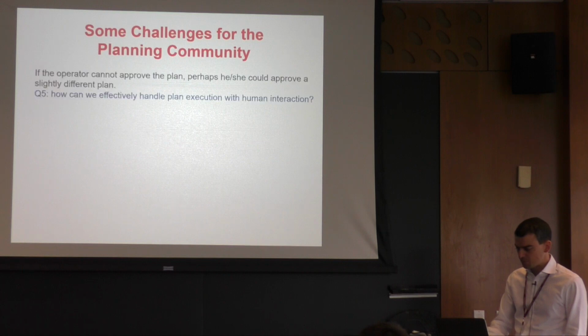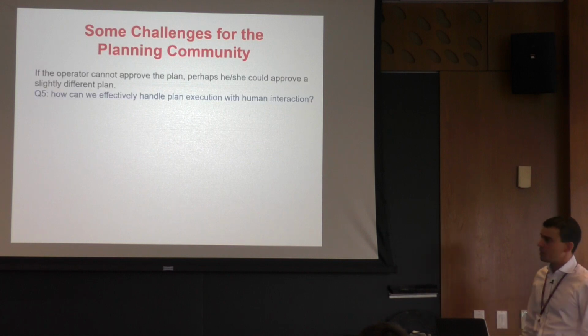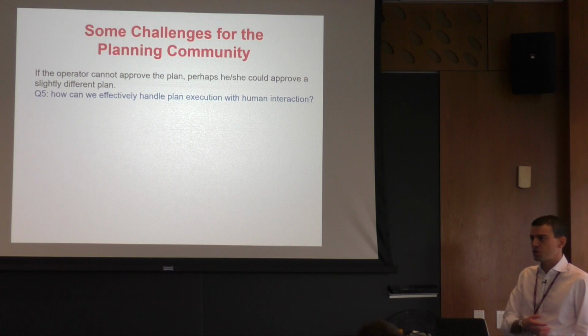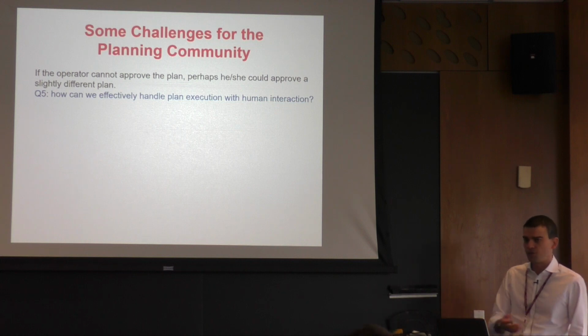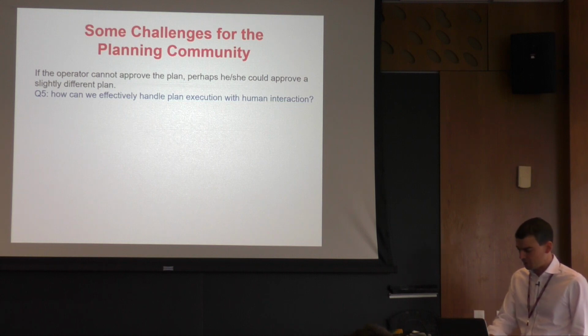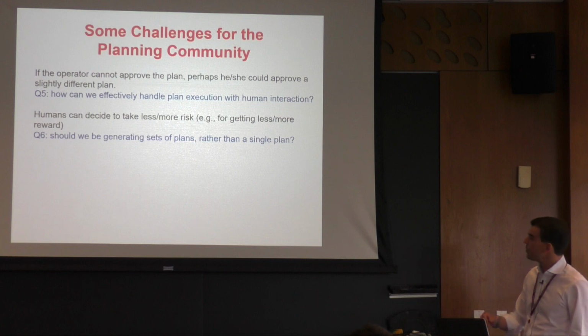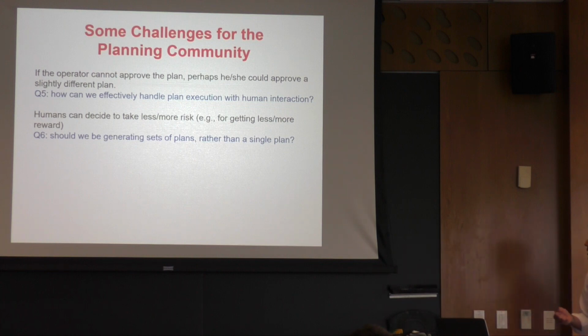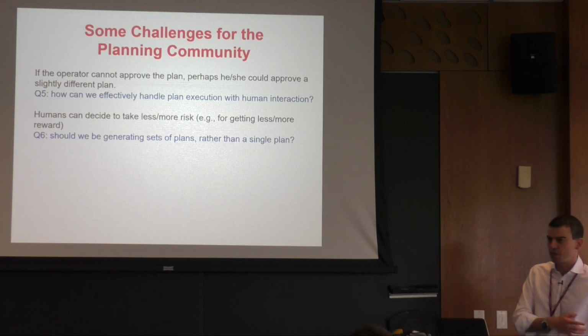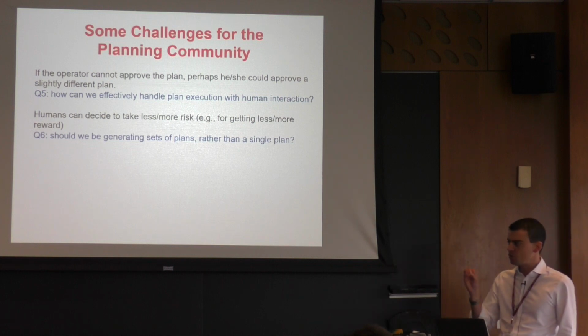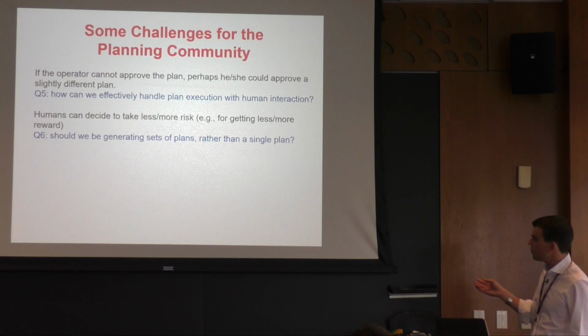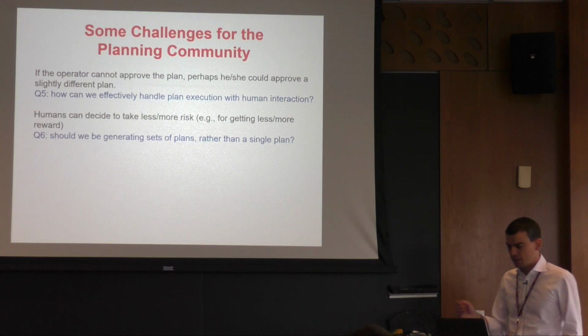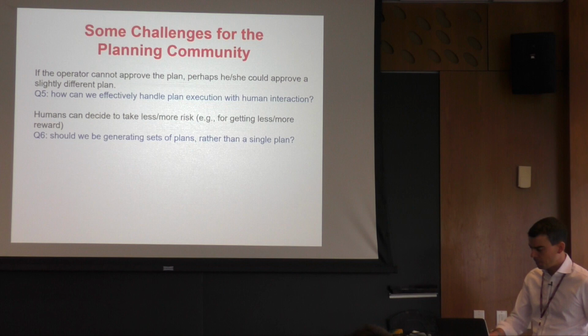Similarly linked to this, we might work not just with executing the full plan, but we also interact with the user so that the user can decide to only execute part of the plan that we created. And similarly, we can have humans wanting to take less or more risks, so perhaps instead of generating single plans, we should also think of generating sets of plans so that the user can then choose one. There is some work in this direction on risk-aware planning.